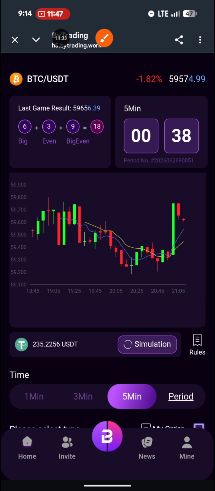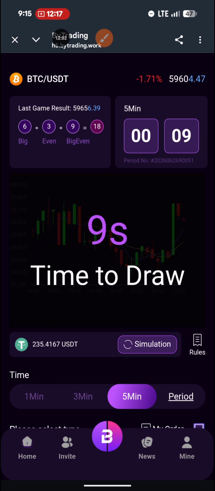If you win the trade, it will tell you congratulations, you won. If you lose, it will tell you you lose. And the result will also be sent to the group attached with the next trade immediately. So you have to be active. Always make sure you use the signal. You don't have to do any analysis, just follow their signals. You can see they said time to do. So we'll be waiting for the result now.